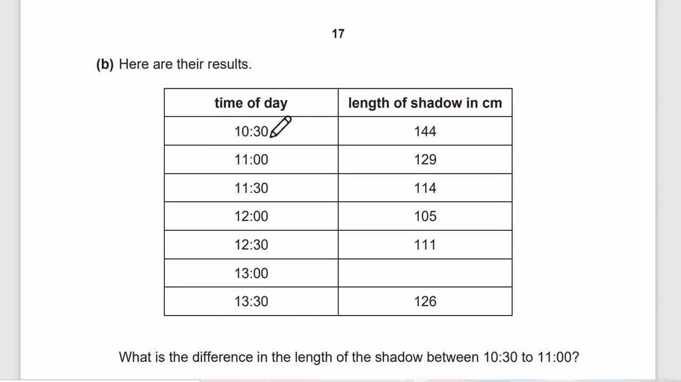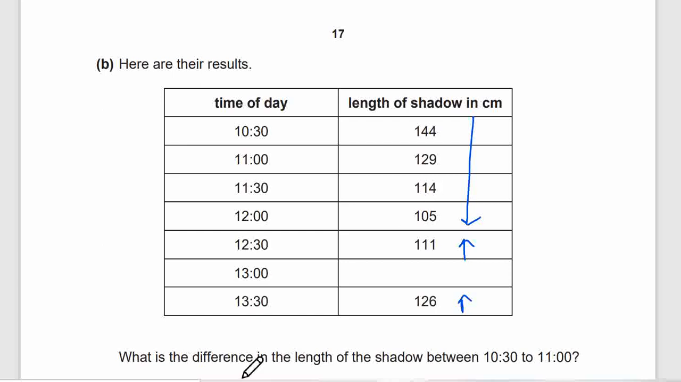Question B, here are their results. Time of the day, 10:30, every 30 minutes until 13:30, and the length of the shadow in cm is 144, and we can see it decreases here, and now it increases again at 13:30. So it decreases up to 105, and after that it starts to increase again.